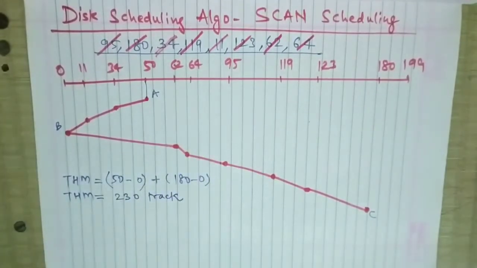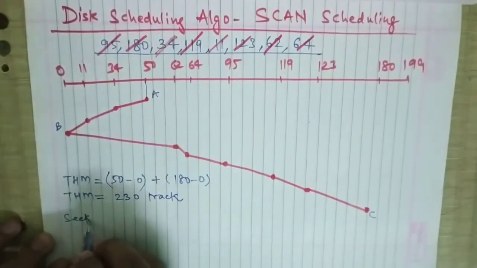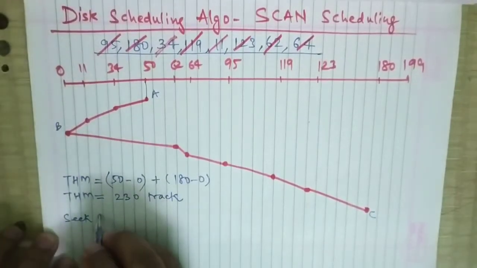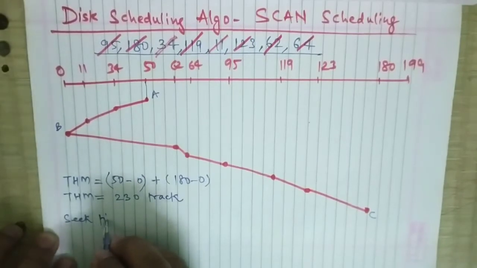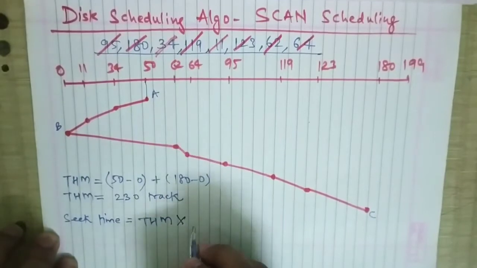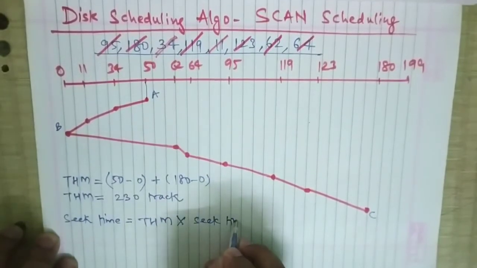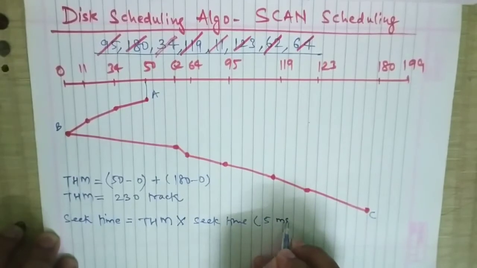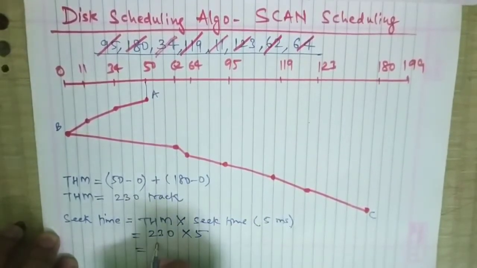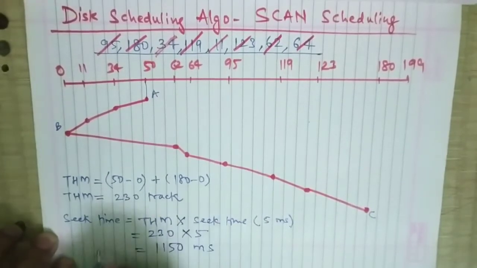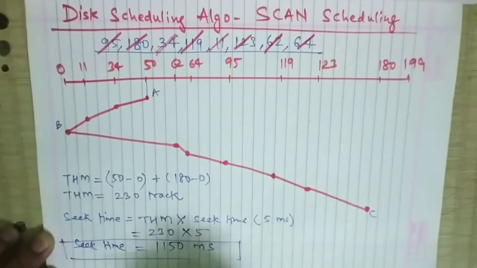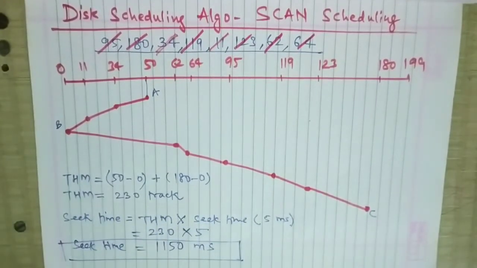Now we have to calculate the seek time. Seek time is equal to total head movement multiplied by the seek rate. Here we have considered the seek rate as 5 milliseconds. So 230 multiplied by 5 gives you 1150 milliseconds, that is the seek time in the SCAN scheduling algorithm.